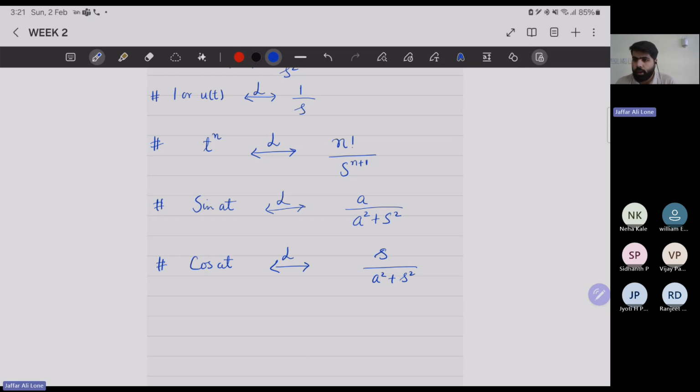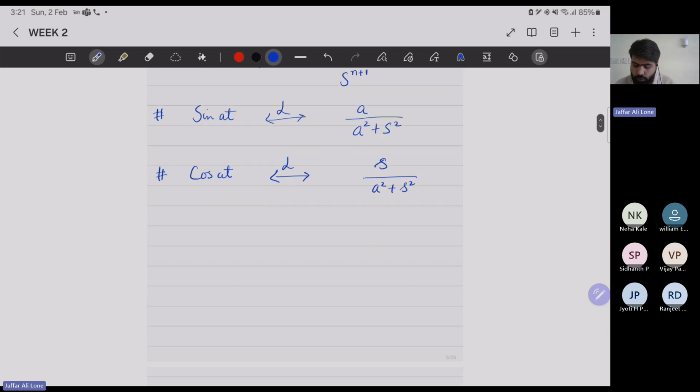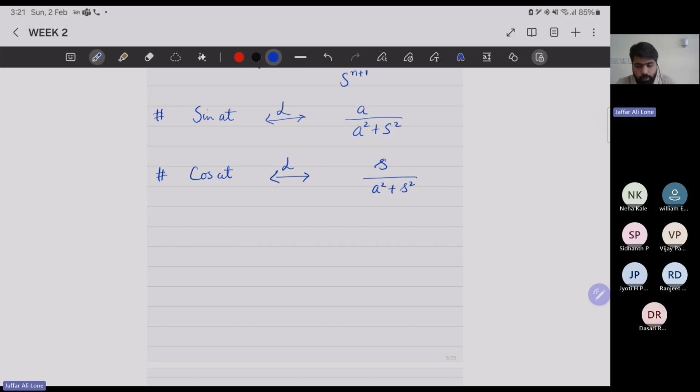Correct? So now there is this very important property which you will use. You will again learn this Laplace transform in your signals and systems course, but in this course, we will touch that part of Laplace transform which will be very, very helpful for us to solve the problems in control systems.